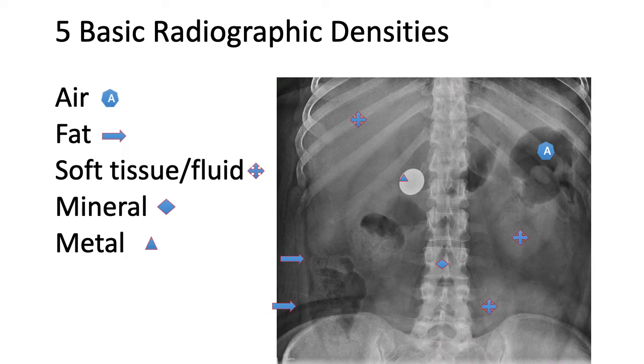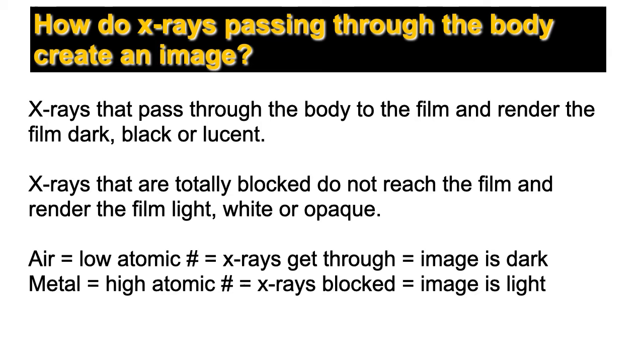Okay, so now why do X-rays produce these kinds of densities? The X-rays can pass through the body and render the film dark, black, or lucent. Or maybe the X-ray can be totally blocked and not reach the film and render the film light, white, or opaque.